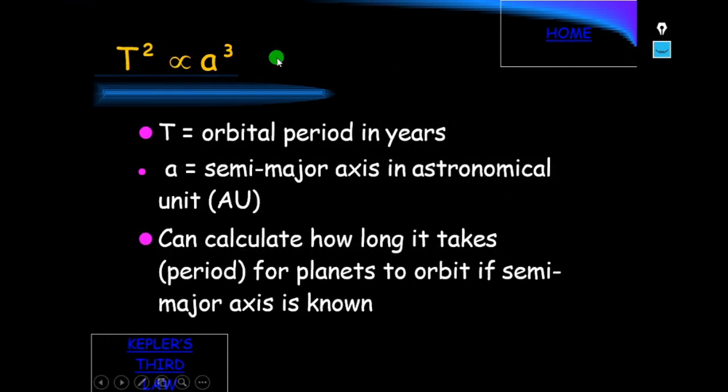See, T squared is directly proportional to a cubed. T is equal to the orbital period in years. A is equal to the semi-major axis in astronomical units. So we can calculate how much time it takes for planets to orbit if the semi-major axis is known. If we know the semi-major axis, we can find out how much time a planet takes to orbit around the sun.